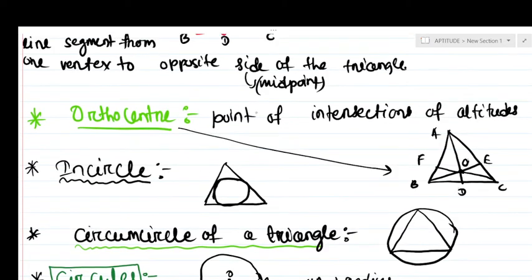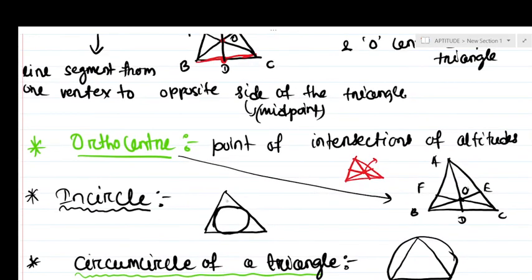Then the orthocenter. What is the orthocenter? It is the point of intersection of altitudes. That means if you draw three lines like this, it should not be the centroid, it can be anywhere like this. One line from this vertex to the opposite side, one line from this vertex, and one line from this vertex. If these three meet, that point is the orthocenter.